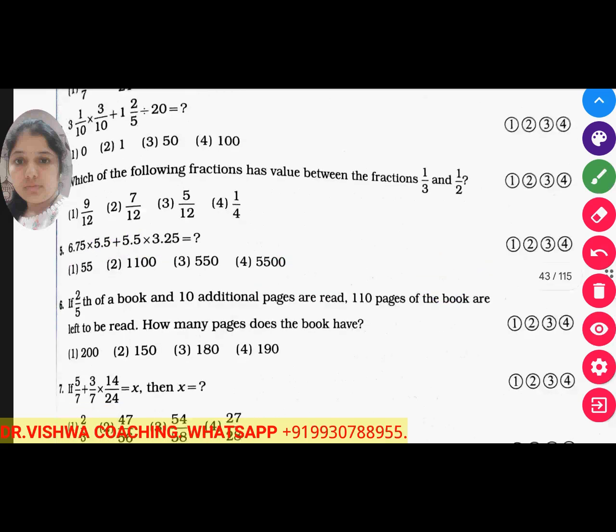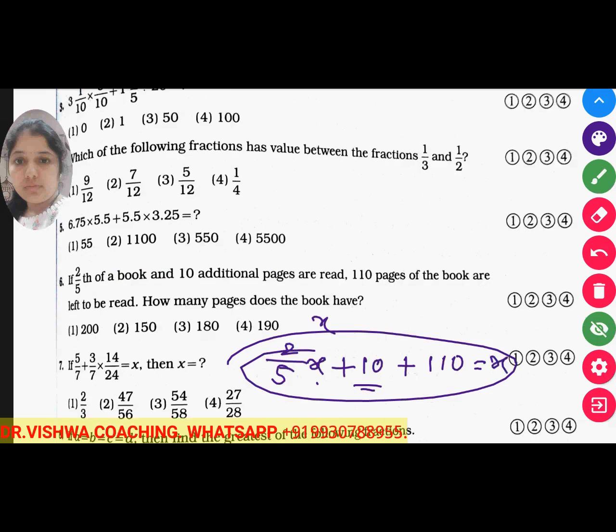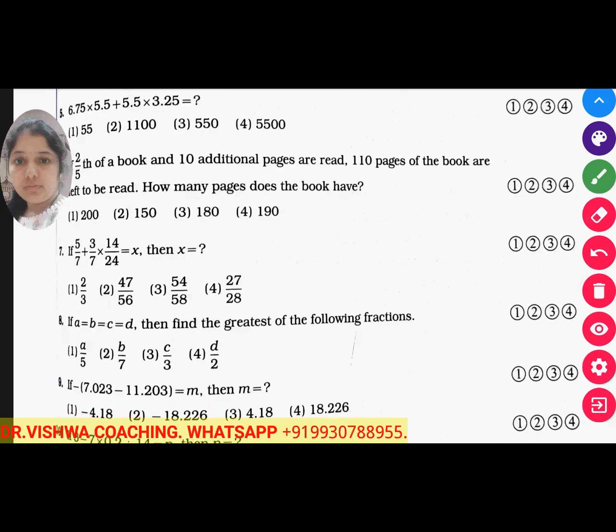Okay. Now again, 2/5 of the book and 10 additional pages are read. 110 pages of the book are left to be read. How many pages does the book have? Now assume the pages as x. Now 2/5 of the pages are read, so 2/5 x is read. Additional 10 pages are read and 110 pages are left, and all these are equal to the number of pages in the book. Now you find the value for x. Here again you have to multiply and find out the value for x.